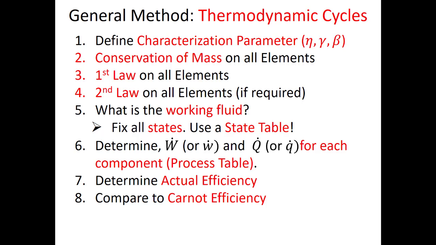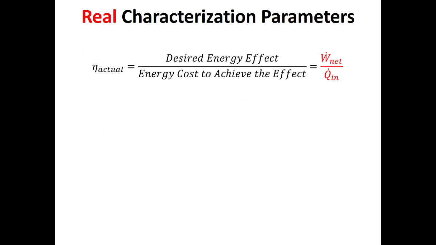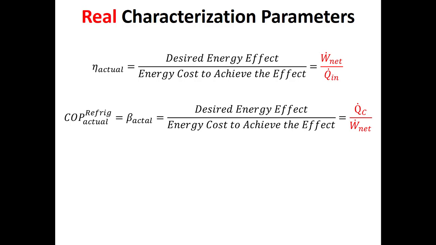As we move past this second exam, we just go cycle after cycle and bang them out, right? So this is our process for all of those cycles, including the Rankine cycle that we just learned. So real characterization parameters: if I'm talking about thermal efficiency, it's going to be net power divided by heat in. If it's coefficient of performance for a refrigerator, the energy benefit is the heat removed from the cold side. The energy cost is the net power.